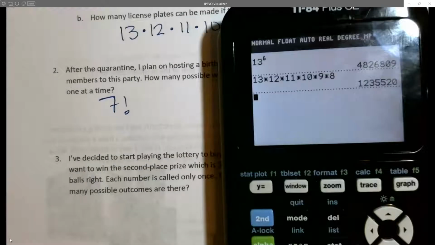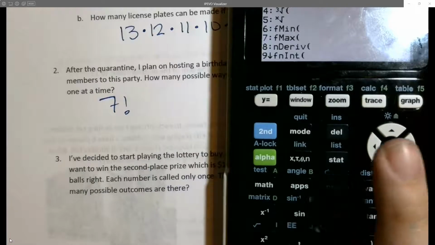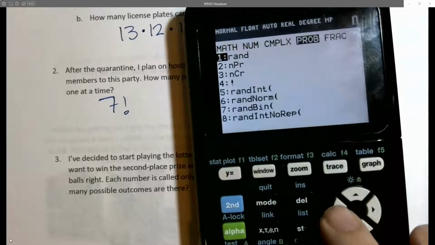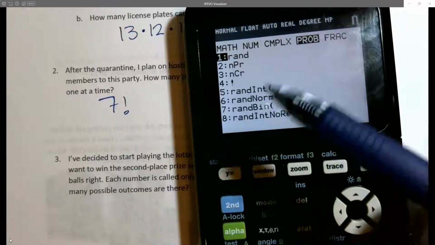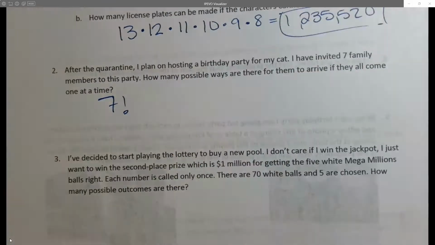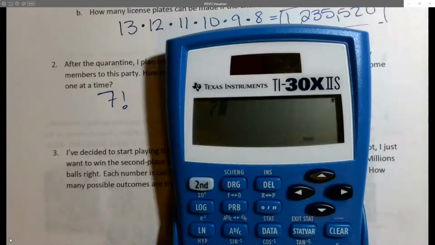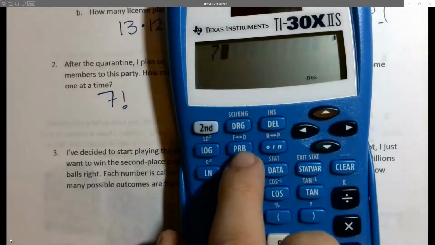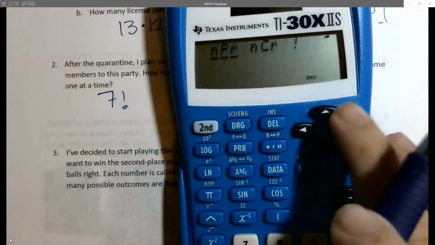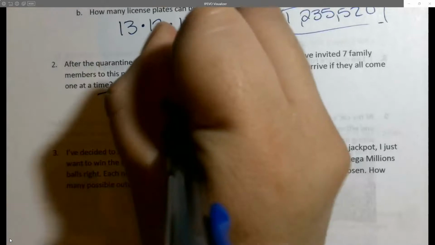If I am using a TI-84, I would type the 7, then I would go to the math key, which is right under the alpha. I would arrow over to probability, and I would choose the factorial choice, which is choice number 4, and then I would press enter to get my answer. If I was using a TI-30, I would type the number, and then I would hit the PRB button, which is diagonal from the second, and then I arrow over to the exclamation point for factorial, and then I press enter. So this answer is 5,040.